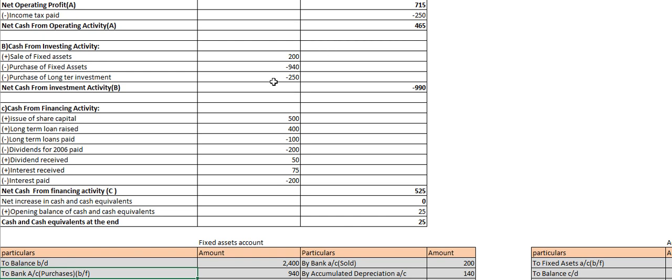So hope the question and answer was clear. So always your opening cash balance plus your net increase in cash equivalents should be equal to your closing cash and cash equivalent balance at the end of the year. So this is your cash flow statement.